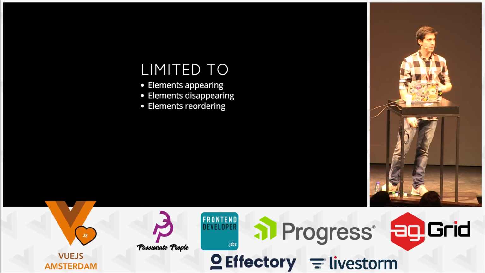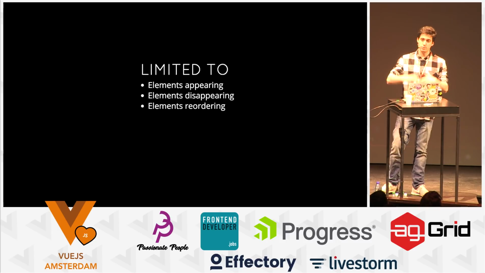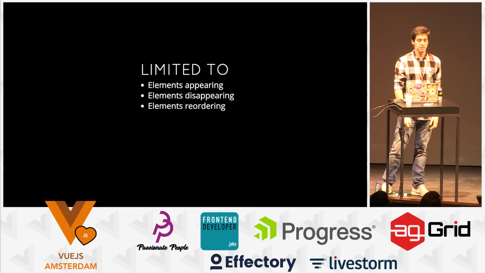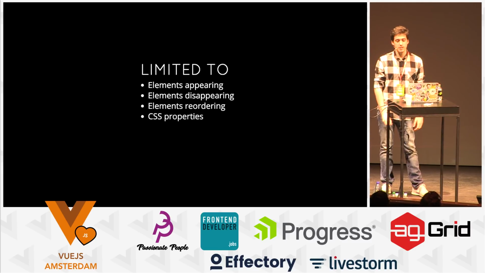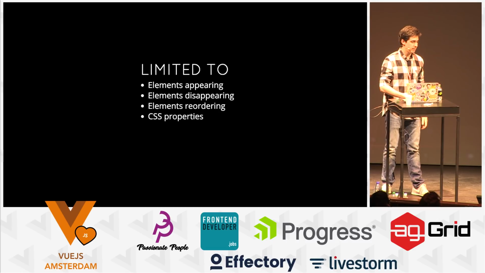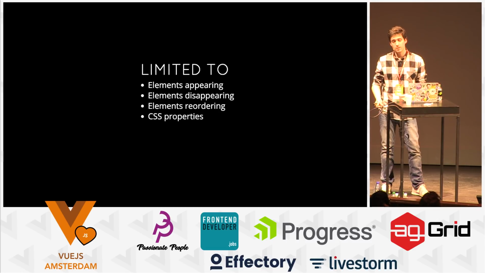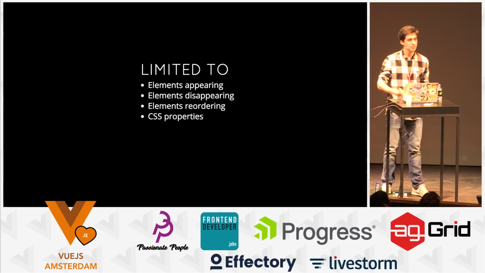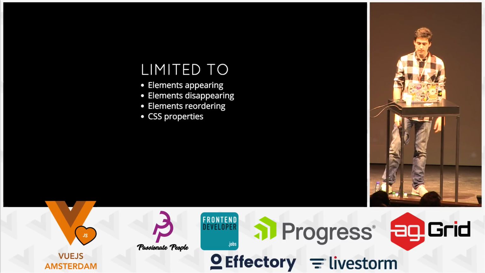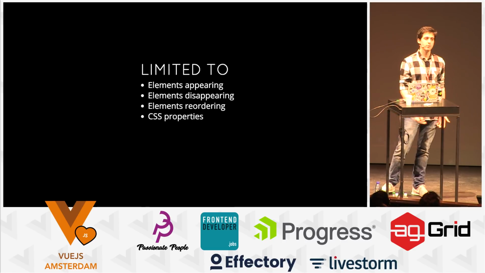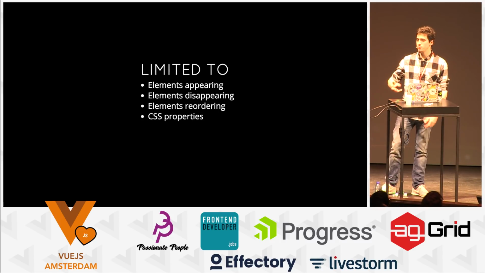It's limited to elements appearing, elements disappearing, or elements reordering. But also, and more importantly, it's limited to CSS properties. And this is a big limitation, because usually you only modify the transform, like translates and rotations, because they are accelerated by the GPU, and also the opacity, because it's also accelerated by the GPU. But what if I want to animate other things? What if I want to animate my SVG? What if I want to animate the values on my SVG without using CSS?